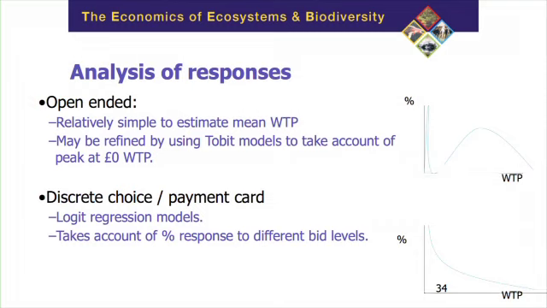So ideally, you should use a Tobit model. So it's just a regression model that accounts for a big spike in your data. So open-ended Tobit models is how you do it. It's just a normal regression, but accounts for a spike of lots of people saying no or 0 amount.